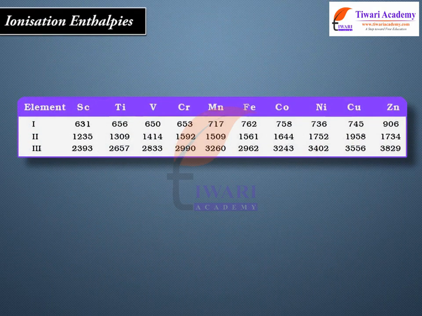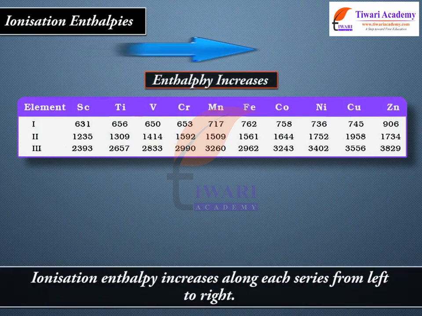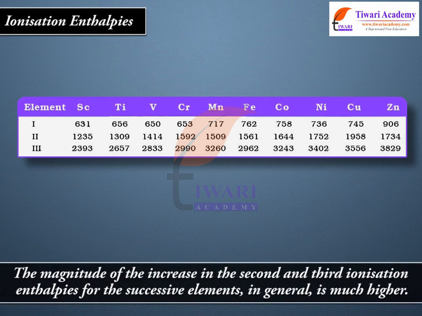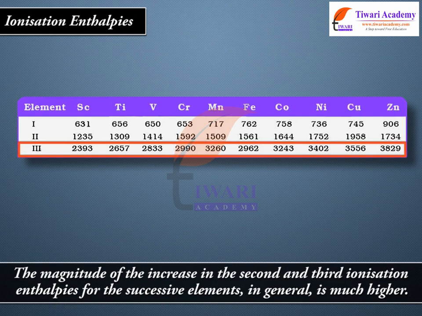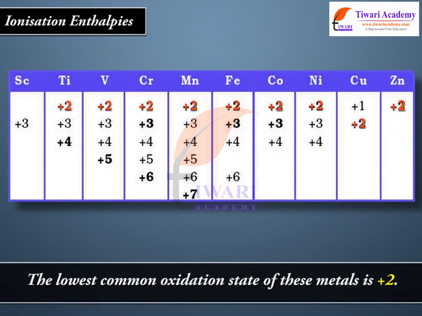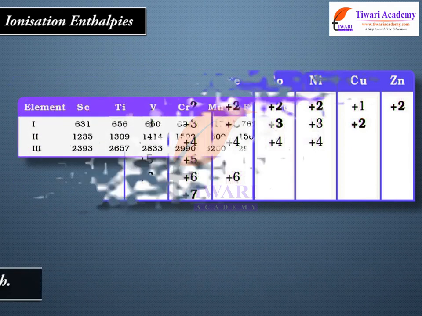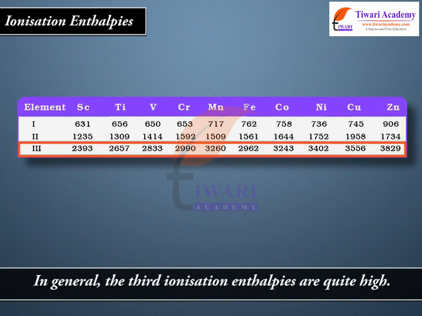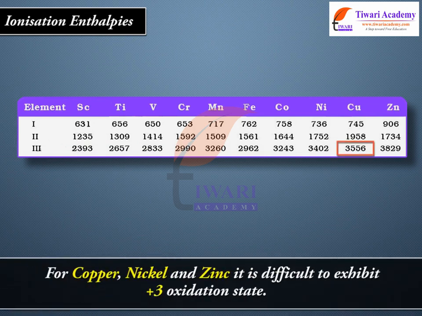Ionization enthalpies. Ionization enthalpy increases along each series from left to right. The magnitude of the increase in the second and third ionization enthalpies for the successive elements, in general, is much higher. The lowest common oxidation state of these metals is +2. In general, the third ionization enthalpies are quite high. For copper, nickel and zinc, it is difficult to exhibit the +3 oxidation state.